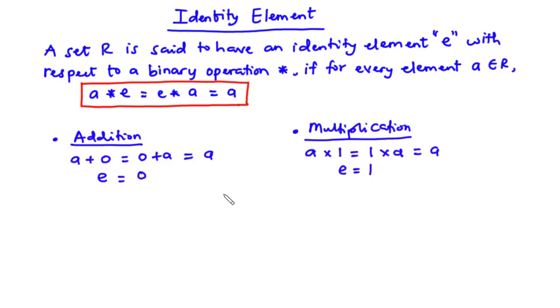Now, one important thing you need to take note of is that a set R is said to have an identity element if and only if the binary operation is commutative. Now, if the binary operation is not commutative, it means that the set R will not have an identity element. So now, having this information, let's try and solve some questions.